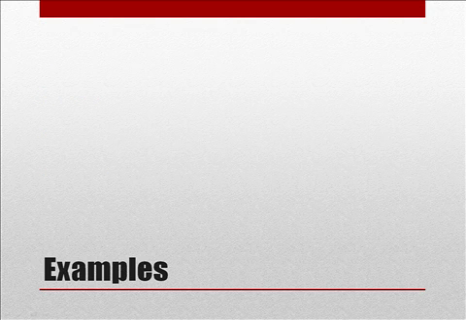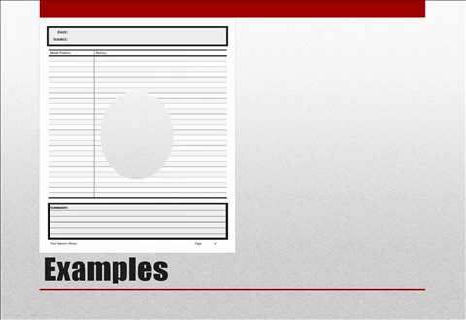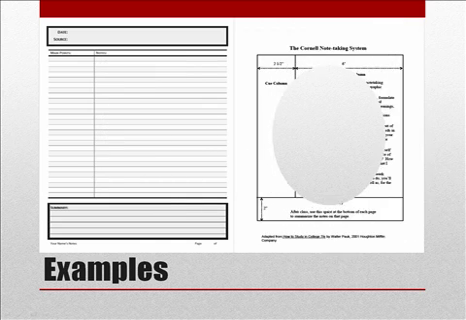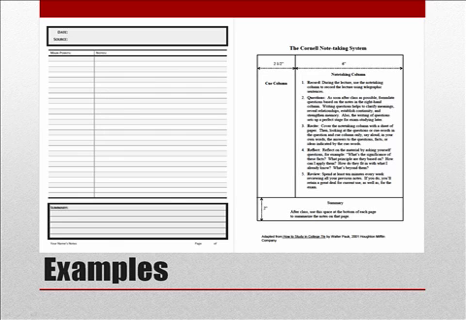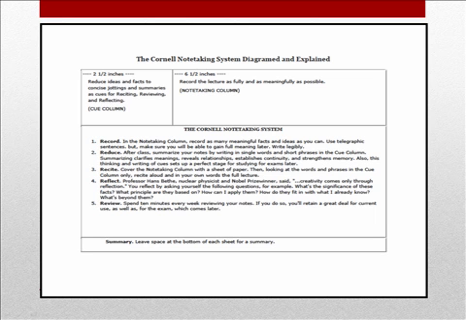These are some examples of the Cornell note-taking system that can be downloaded from Microsoft Office Word. Some of the templates even have detailed instructions. This is the landscape version of the Cornell note-taking system that has specific directions not only for taking notes, but for reviewing your notes later.